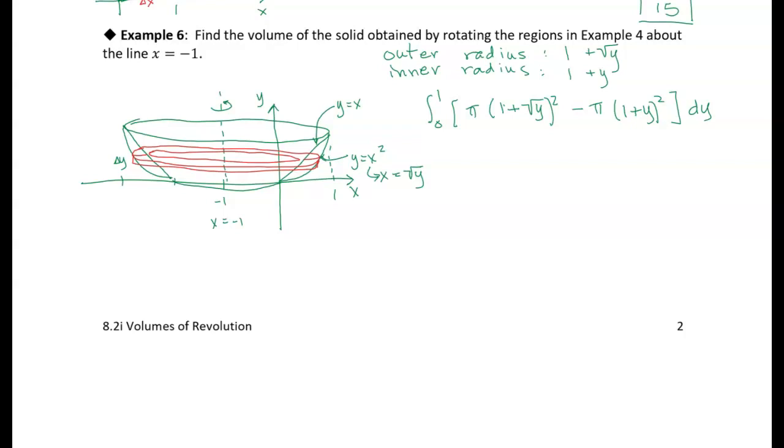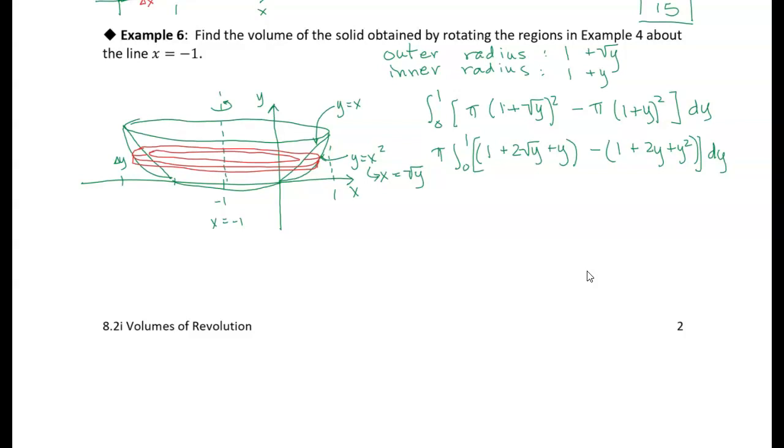All right, so now we just need to go through trying to solve this. I'm going to start just by pulling out the pi, and I'm going to integrate from 0 to 1. I'm going to expand these squares, so it'll be easier that way. So we have 1 plus 2 square root y, and then the square root of y squared is going to be y. Okay, and then minus this 1 plus y squared, which gives me 1 plus 2y plus y squared, and then all of that times dy. Can't forget the dy.